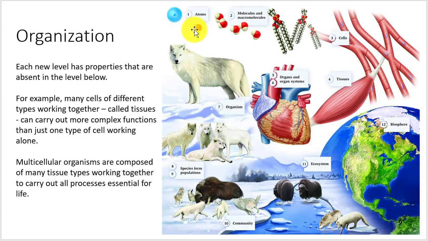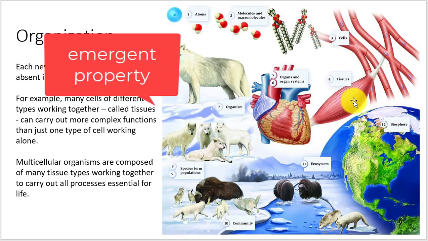So atoms are arranged in specific molecules. Smaller molecules are arranged to give us larger macromolecules in very specific orders. Macromolecules are combined together to give us organelles and then cells. And then multiple types of cells can work together to give us tissues. Like here we have a muscle tissue and some connective tissue to give us a muscle. But what's important here that I want to point out is that in each level of organization, we have a new what's called emergent property.